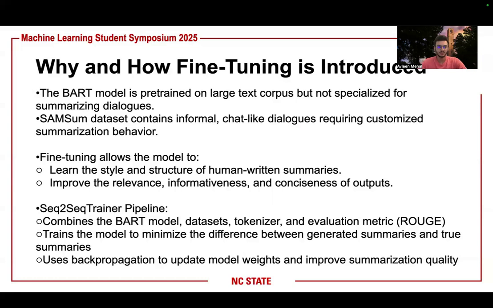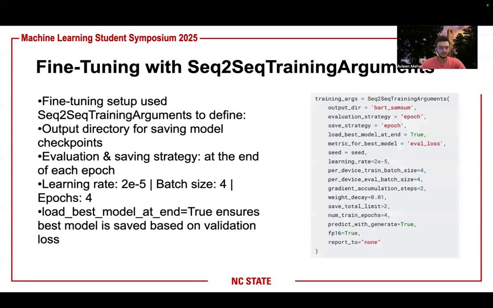Fine-tuning allows it to learn the style and structure of the human-written summaries, and improve the relevance and informativeness of the outputs. We have used the sequence-to-sequence trainer pipeline, which combines the BART model, the dataset, the tokenization, and the evaluation metric that we'll talk about. This is a screenshot of how we have used the sequence-to-sequence training arguments. The fine-tuning setup was used to define all the arguments.